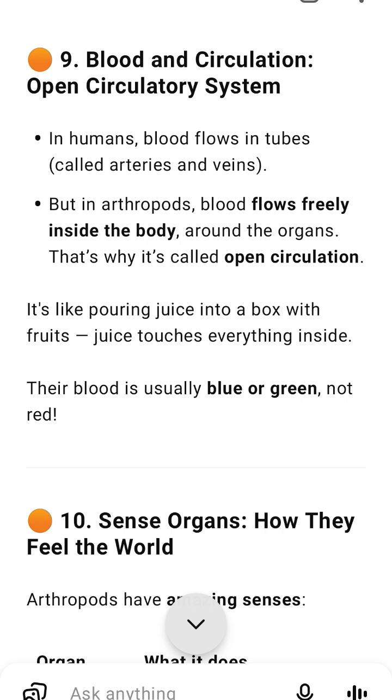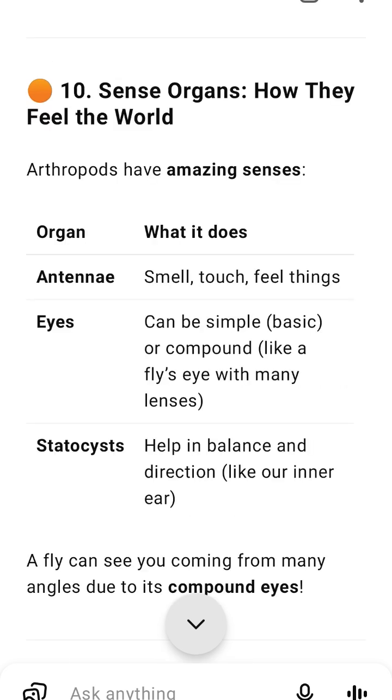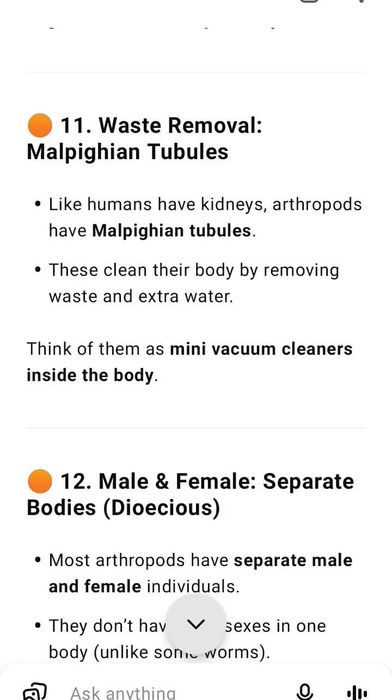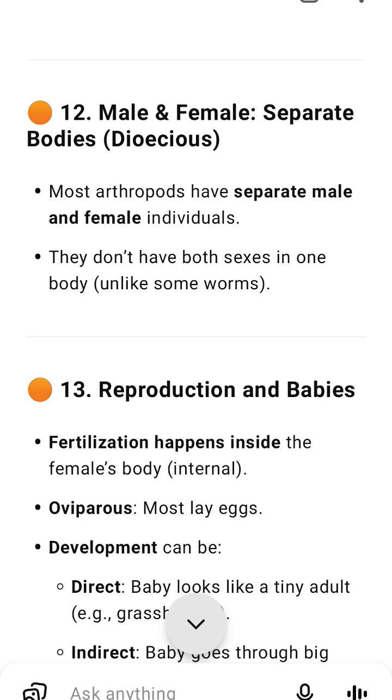9. Circulatory system, open type. Arthropods have an open circulatory system. This means their blood flows freely inside the body, not in proper blood vessels like ours. Their blood may be colorless, blue or green, not always red like humans.